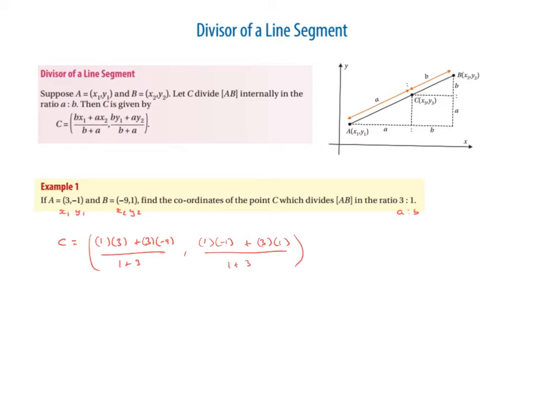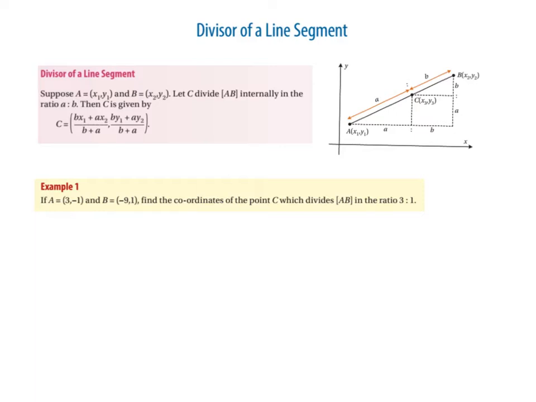Now it's just a case of simplifying the fractions, so let's tidy it up. C is equal to, the first one, (3 minus 27) over 4, and the second one is (minus 1 plus 3) over 4. Hopefully we can do this in our head. 3 minus 27 is minus 24, and minus 24 over 4 is minus 6. Then minus 1 plus 3 is 2, apologies, and 2 over 4 is a half. So (-6, 0.5) is the coordinate C, which divides AB in the ratio 3 to 1.